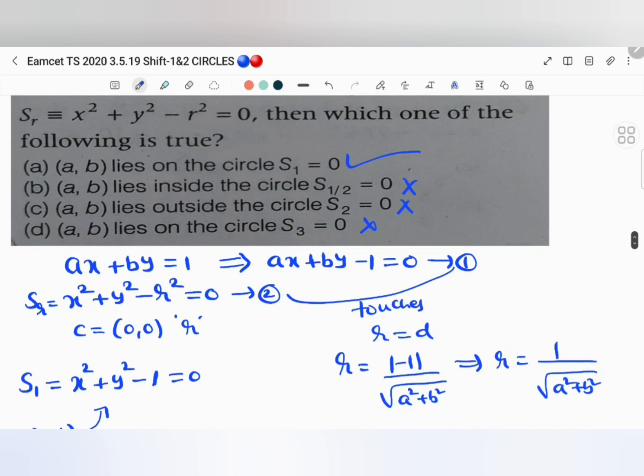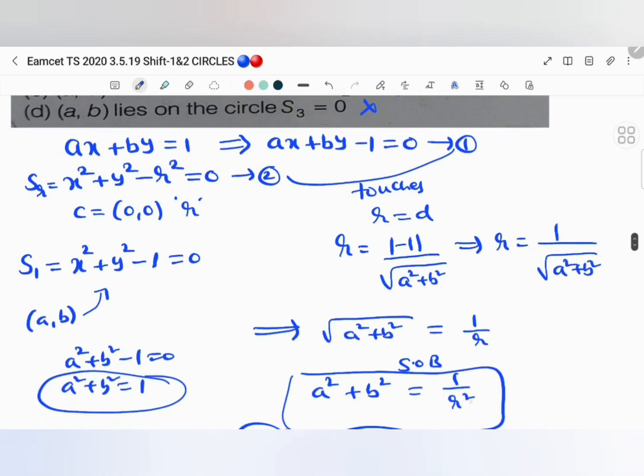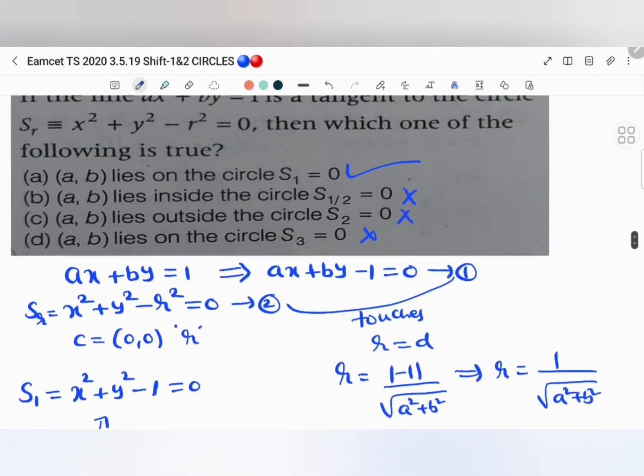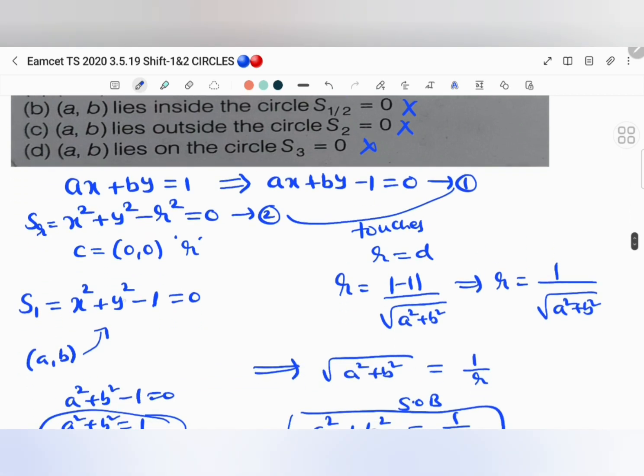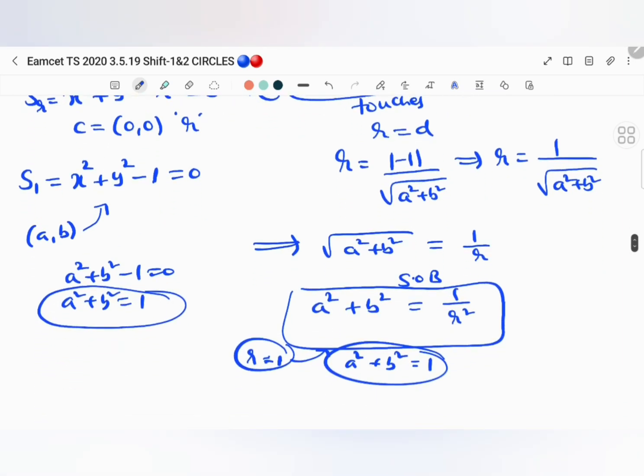Once again, I'll repeat. For the first tangent equation condition, we applied that r is equal to d. So we got the condition a square plus b square equal to 1 by r square. In the first option, a comma b lies on the circle S_r equal to 0. That means r-th circle it is. Here S_1 means first circle. r is equal to 1, substitute: x square plus y square minus 1 equal to 0. So the point lies on the circle they mentioned. Substitute a comma b in place of x comma y: a square plus b square minus 1 equal to 0. So a square plus b square is equal to 1 will come.